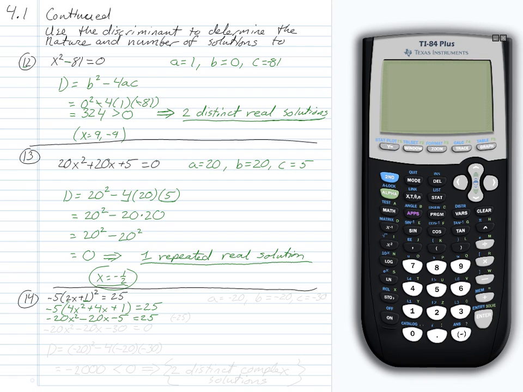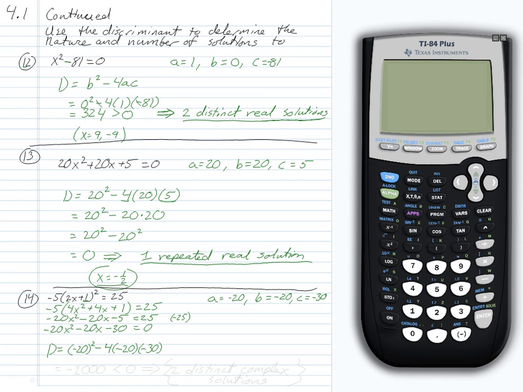And we'll go one additional step. I want to get one side equal to 0, so I'll subtract 25 from both sides. So negative 20x squared minus 20x minus 30 equals 0. So I'll use those coefficients. A equals negative 20, B also equals negative 20, and C equals negative 30 to determine the discriminant. So D equals B squared, negative 20 squared, minus 4 times A, negative 20, times C, negative 30.